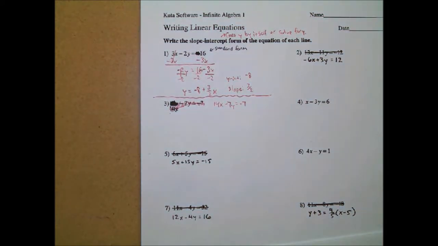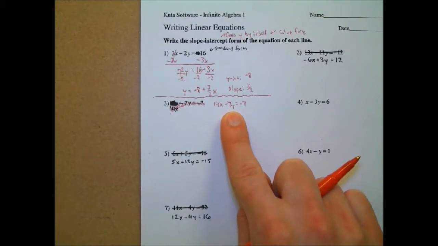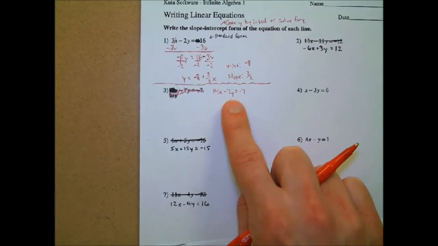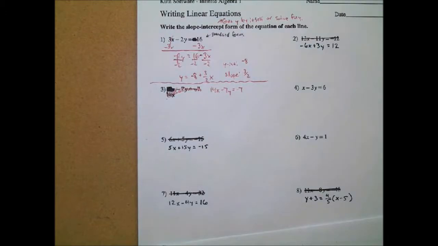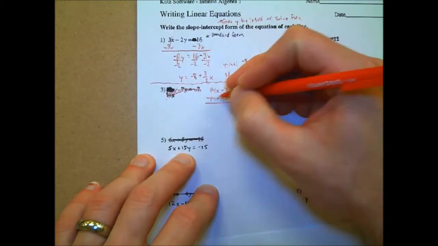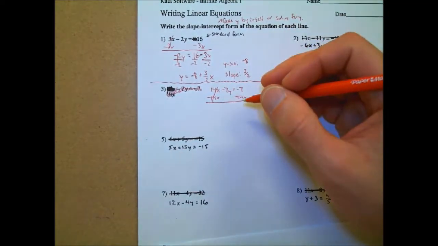All right, let's go to Catherine. Catherine, is this line in slope-intercept form? No. Okay, so we need to do what? Solve for y. Okay? Catherine, do you know what would be the first step here to start getting the y by itself? Subtract 14x from both sides. You got it, Catherine. Good job. Okay, 14x's cancel out.